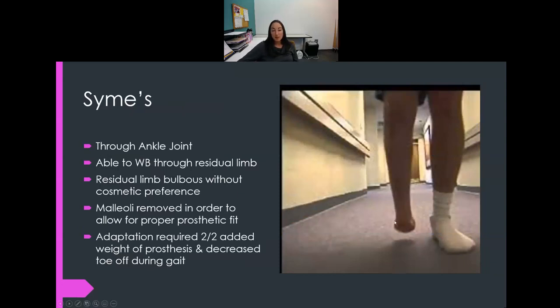Sometimes they will remove the malleoli in order to make it a more smooth curve and less rigid, so that the prosthesis can fit better, because otherwise you have to go over something big to something smaller, so it can't fit evenly across the limb. So sometimes they will have to do that. And then adaptation is required due to the added weight of the prosthesis and decrease of toeing off during gait. So with any type of prosthetic device, your gait is going to be affected.